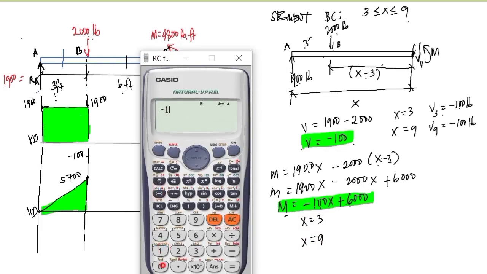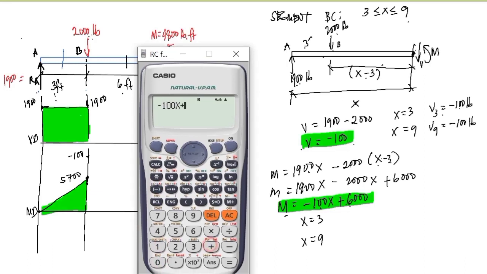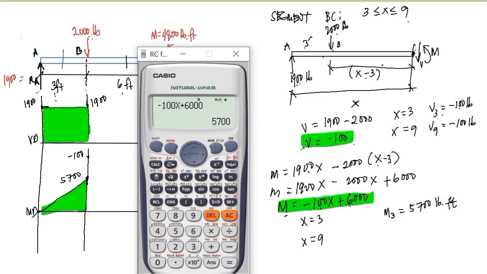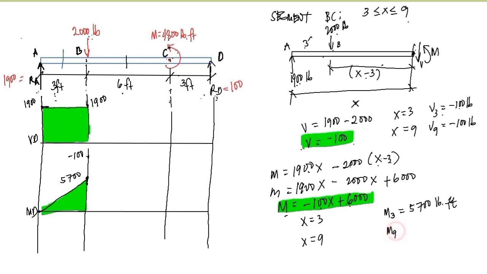So we have the equation negative 100x plus 6,000. At x equal to 3, we have 5,700. So the moment at 3 is equal to 5,700 pound-foot. And to check, it should match the answer we got earlier, 5,700. And at x equal to 9, we have here 5,100. So the moment at 9 is equal to 5,100 pound-foot.